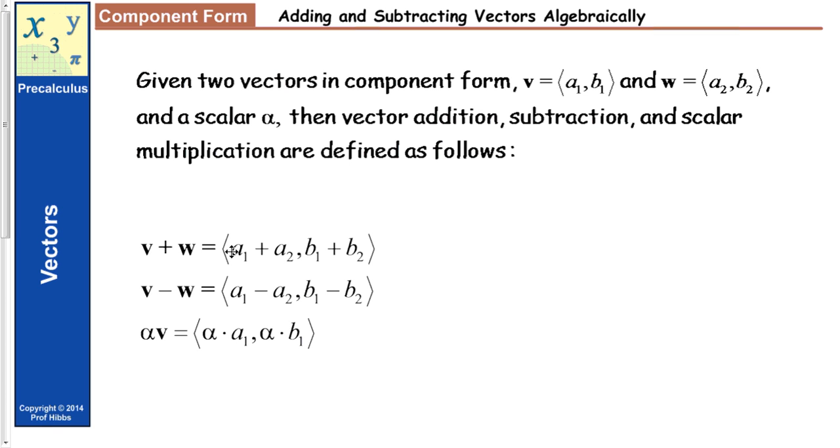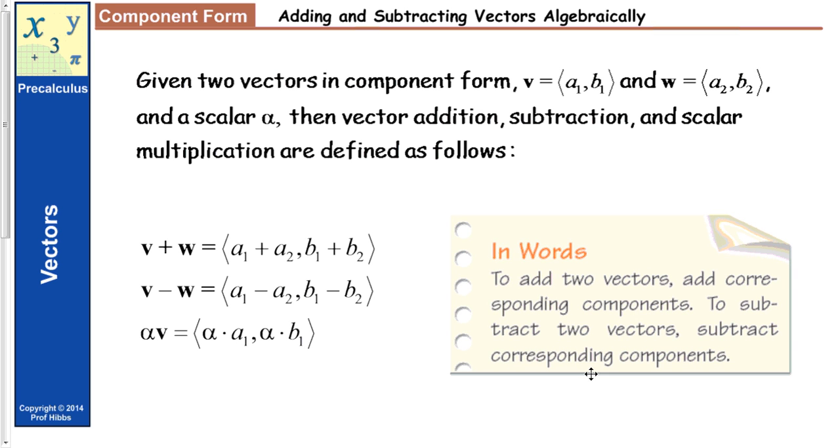So if we add two vectors together, we add their first components to get the first component, and we add their second components to get the second component. If we're subtracting, likewise, we subtract similar components. And if we're doing scalar multiplication, we take that scalar and we multiply each of the components. So algebraically, it's very simple to do. And as it says here, in a nutshell or in words, to add two vectors, add corresponding components. To subtract two vectors, subtract corresponding components. To do scalar multiplication, multiply the scalar with each component.